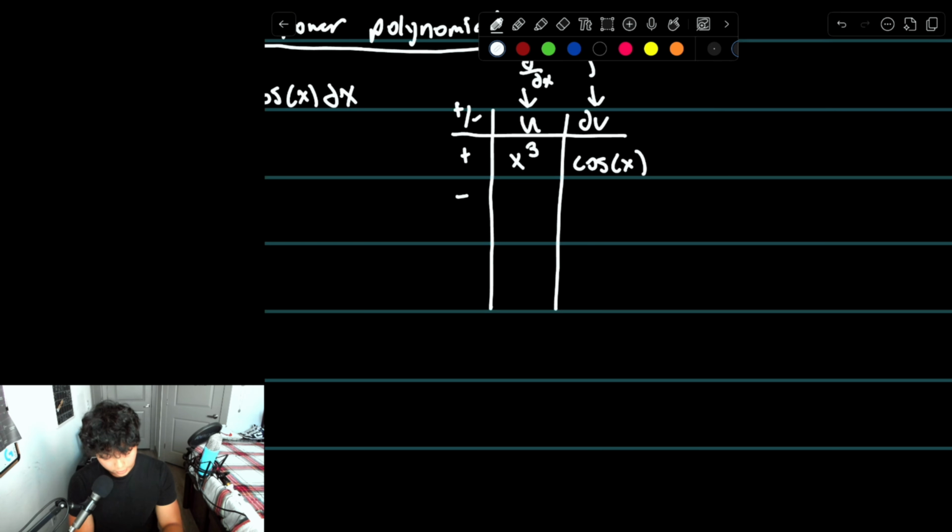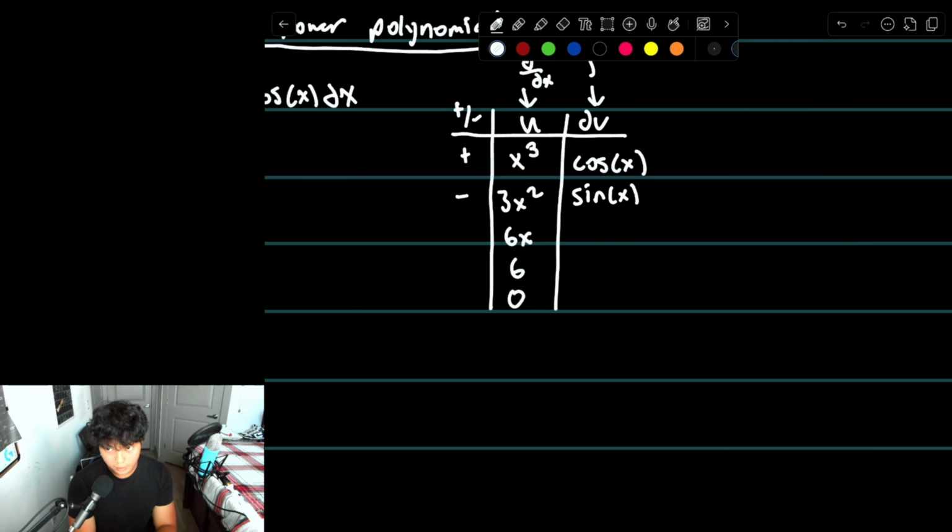Now we will put a negative sign and then differentiate x cubed, which is just 3x squared, and then we could differentiate 3x squared, which is just 6x, and then we could differentiate 6x, and that's just 6. And then we can differentiate 6, which is just 0. And yeah, that's basically the end goal, is to get to 0 for your u. Now, the integral of cosine x is just sine x.